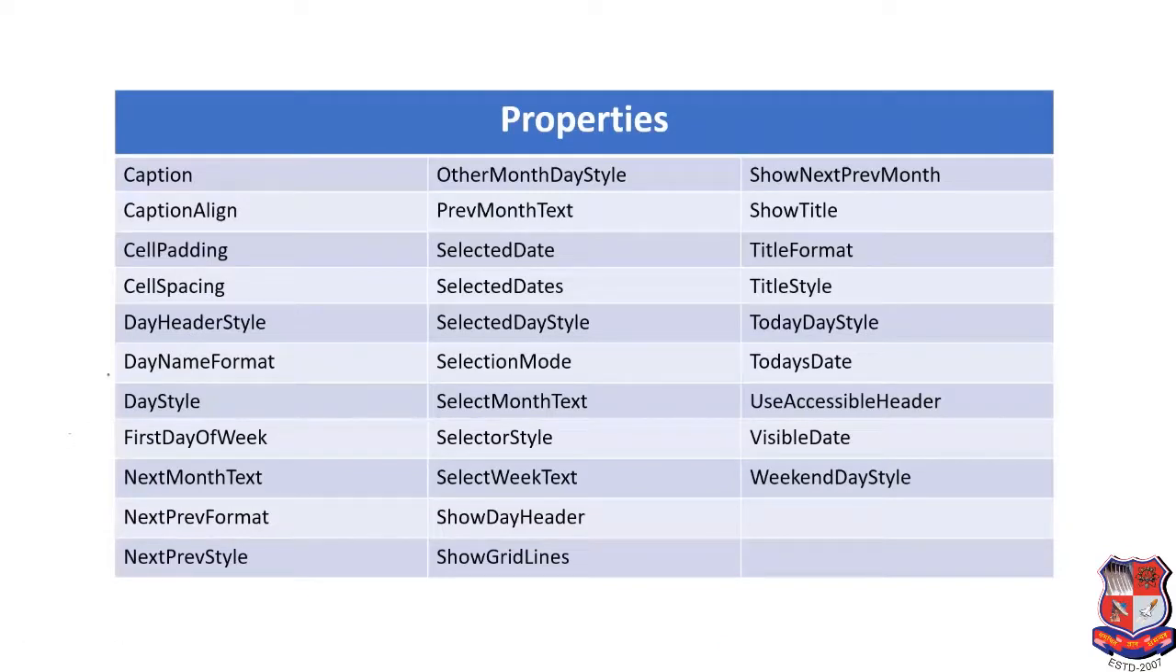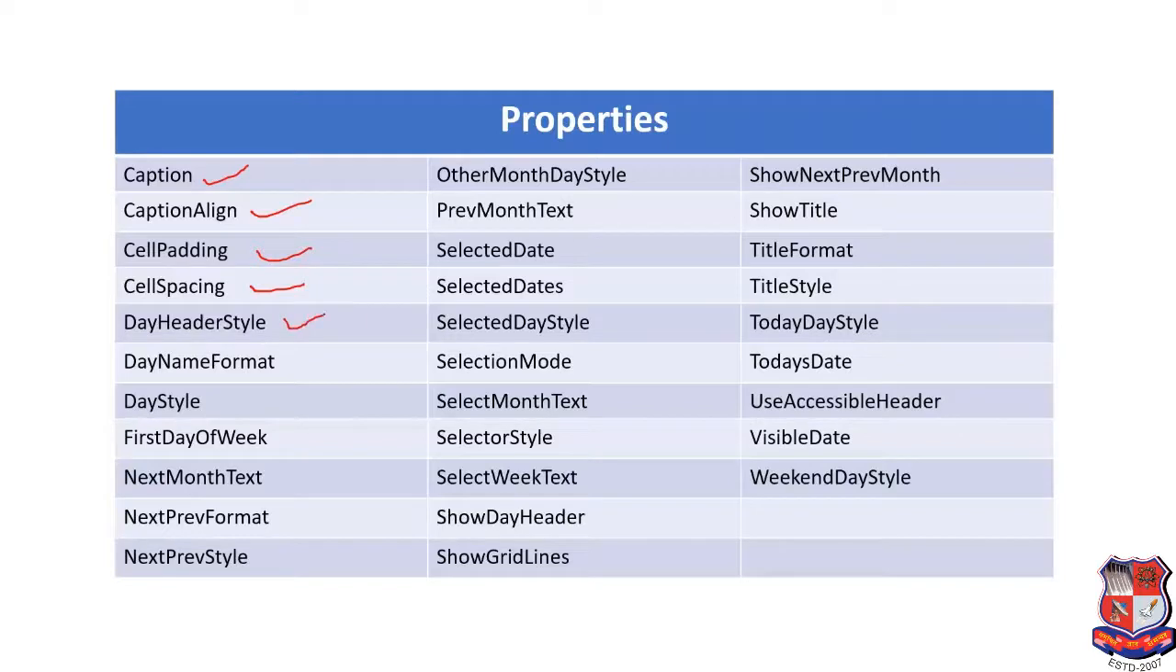We'll start with the first, that is Caption. Caption is used to obtain or set the text value that is rendered as a caption for the calendar control. Next is CaptionAlign. It is used to obtain or set the alignment of the text that is rendered as a caption for the calendar control. Next is CellPadding. It is used to obtain or set the number of spaces between the data of a cell and the cell's border. Next is CellSpacing. It is used to obtain or set the space between the cells.